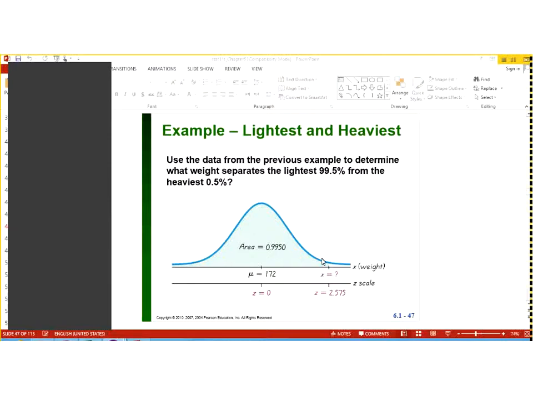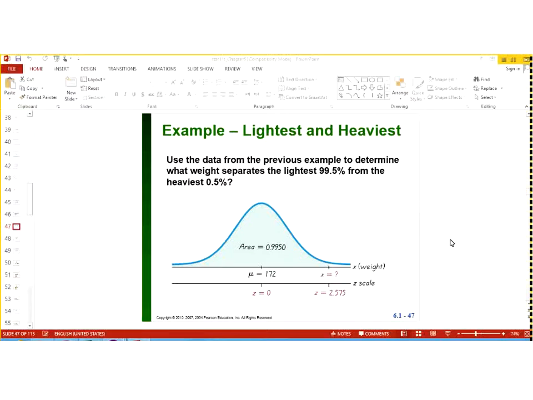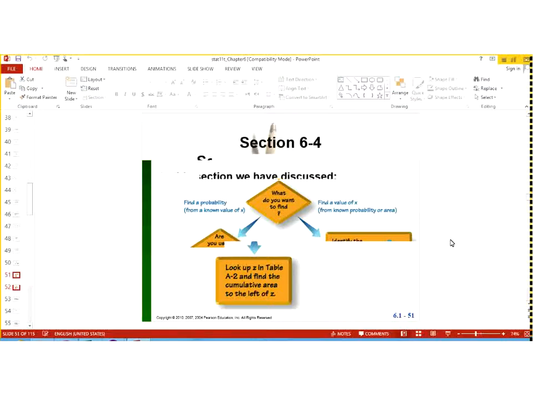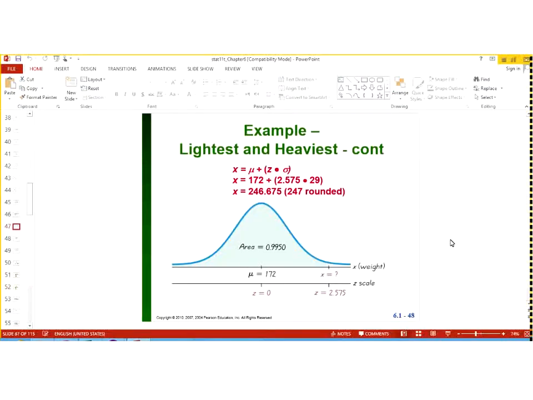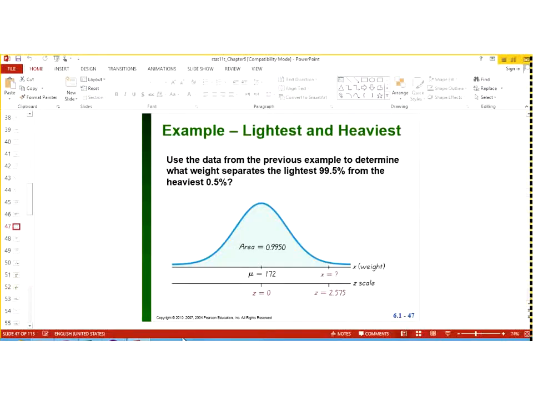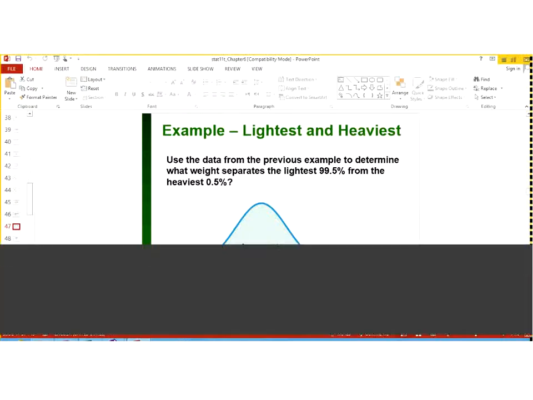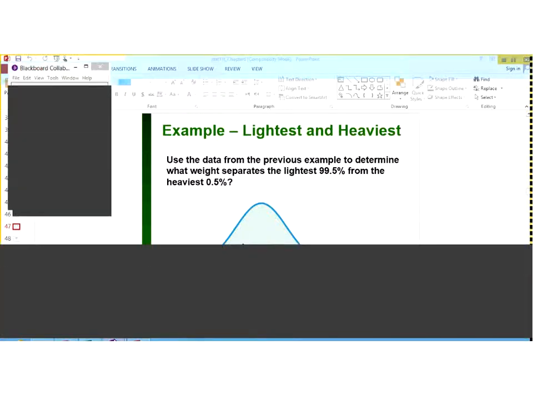This is slide chapter 6, section 6.4 maybe. Yeah, I think we're still in 6.4. No, 6.3 still. This is slide number 47.